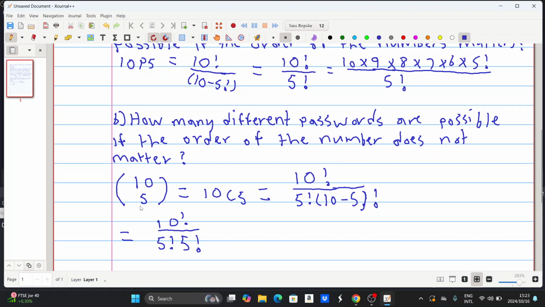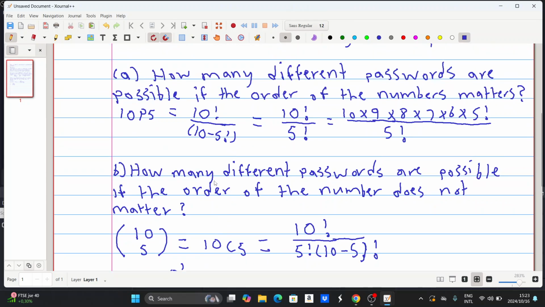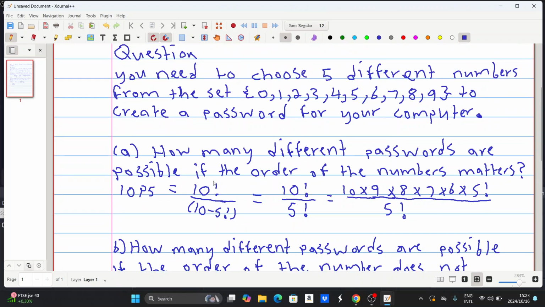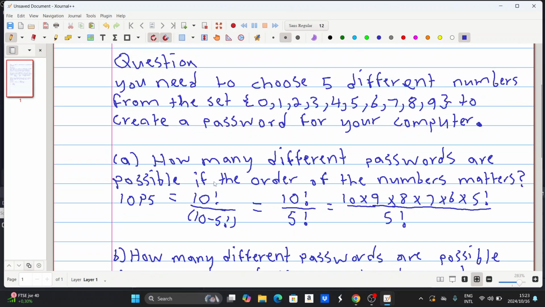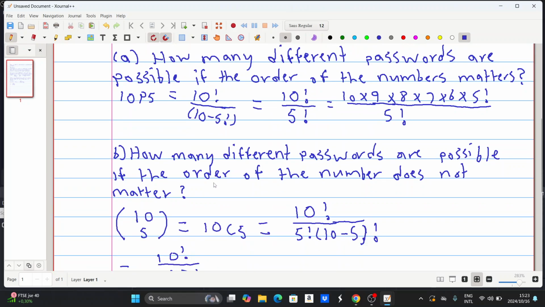So this is how to solve these permutation and combination problems from a given statement. From this statement, you need to choose 5 different numbers from the set of 10 numbers, so we're choosing 5. So it's 10 permutation 5 or 10 combination 5.